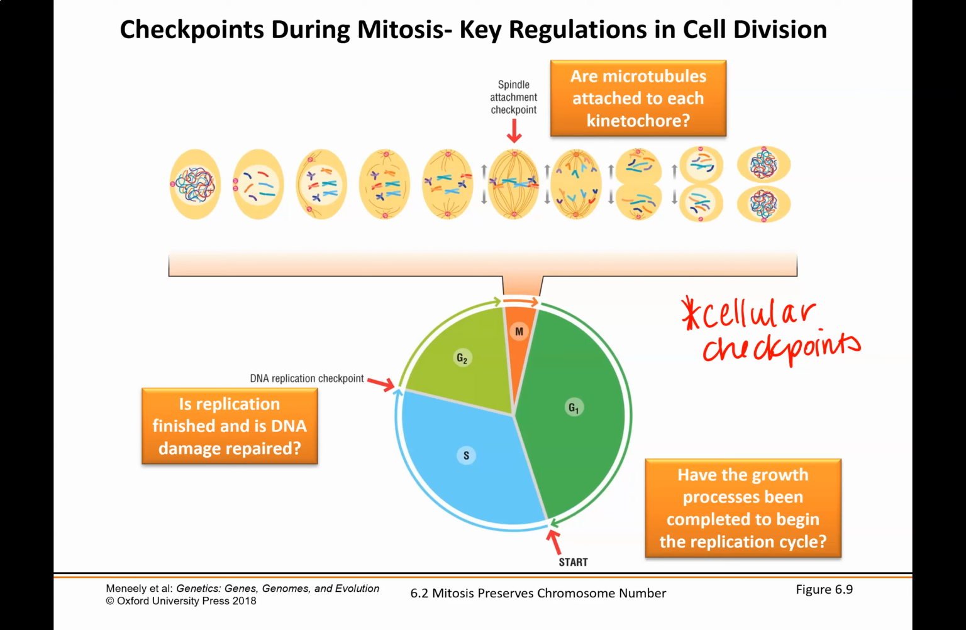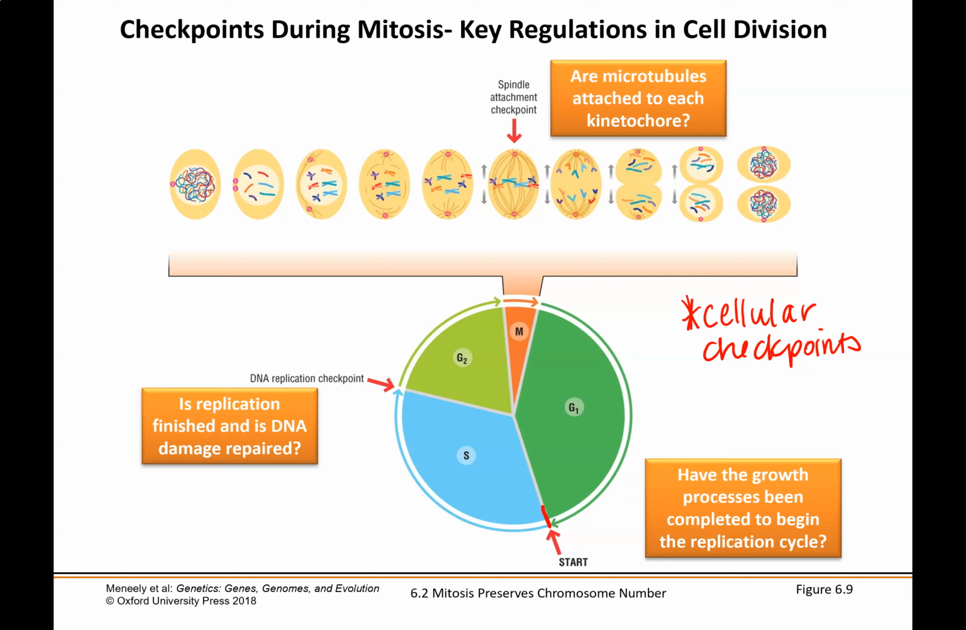So this checkpoint, between G1 and S phase, is going to evaluate whether or not the growth process of the cell has been completed, and whether or not the cell is ready to begin the process of preparing for cell division. If the cell doesn't pass this checkpoint, it's going to go into G0, or it's going to remain in G1 until everything is finished up and ready to go, and the cell reevaluates whether or not it's ready to move on to S phase.